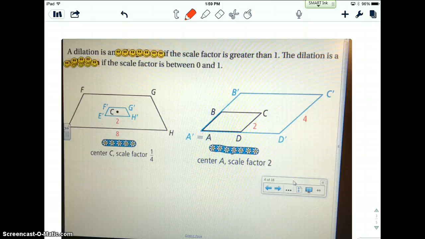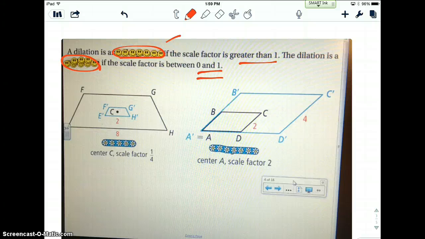A dilation is a blank if the scale factor is greater than 1. And the dilation is a blank if the scale factor is between 0 and 1. What are those things that go there? The dilation is a blank if the scale factor is greater than 1. The dilation is a blank if the scale factor is between 0 and 1. Do you have it? Maybe you do. Maybe I waited too long.